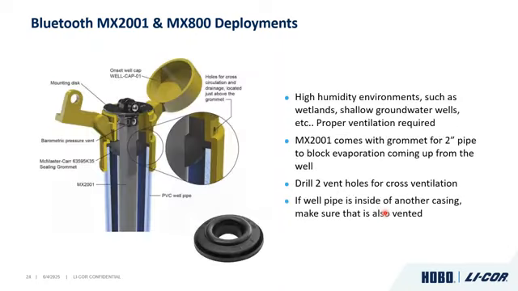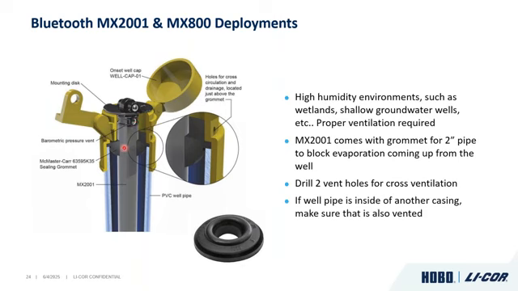So here's the MX2001, and just some tips, mostly specific to the MX2001 in really challenging high humidity environments. One of the things, the logger comes with this black grommet, and this grommet is designed to wrap around the logger and separate the barometric pressure sensor from the bottom of the well. Because what will happen is there'll be evaporation that comes up from the well, it collects on the top part of the cap and gives that a saturated environment that can seep into the logger.